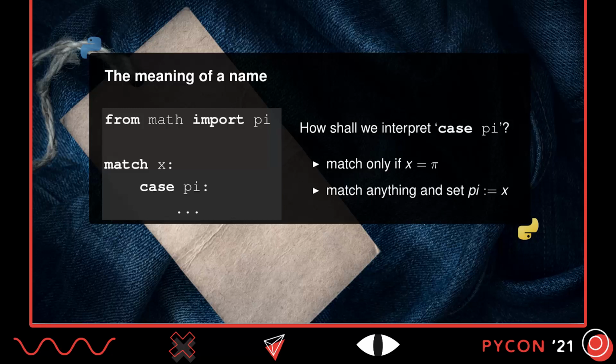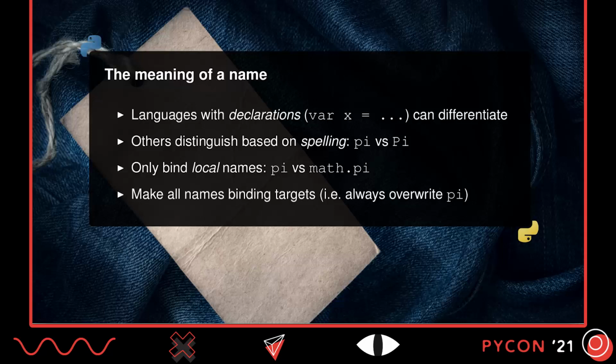These two semantics clearly clash, and it's very difficult for the compiler or interpreter to figure out which one to choose. If we have a language with declarations, where we have to say var x equals something, or int x or whatever, in order to make sure that we are introducing a new variable at this point, we can then differentiate and clearly state: do we want to introduce a new variable at this point, or do we want to use an existing value and perform a comparison at this point?